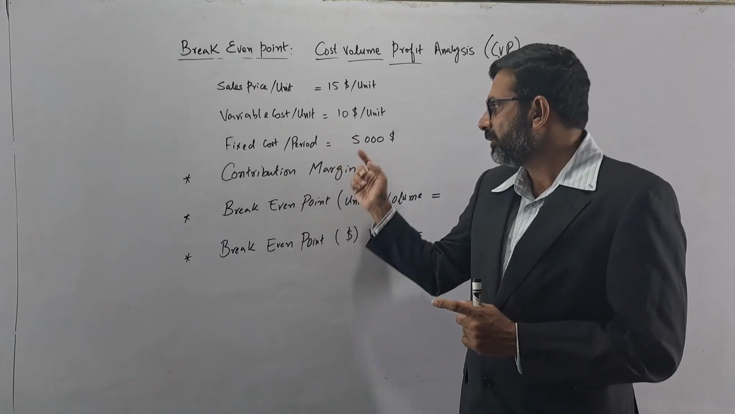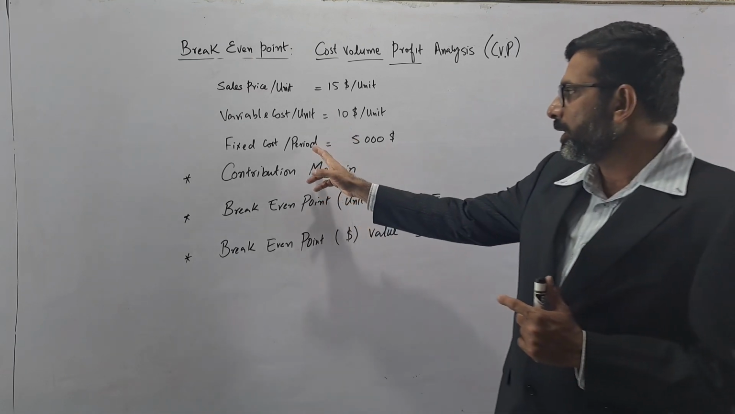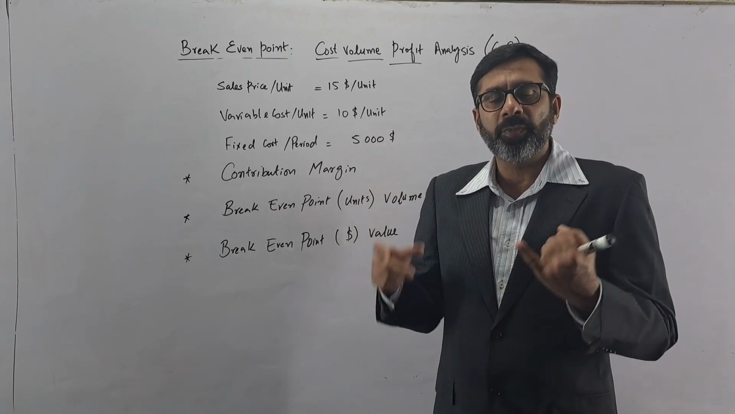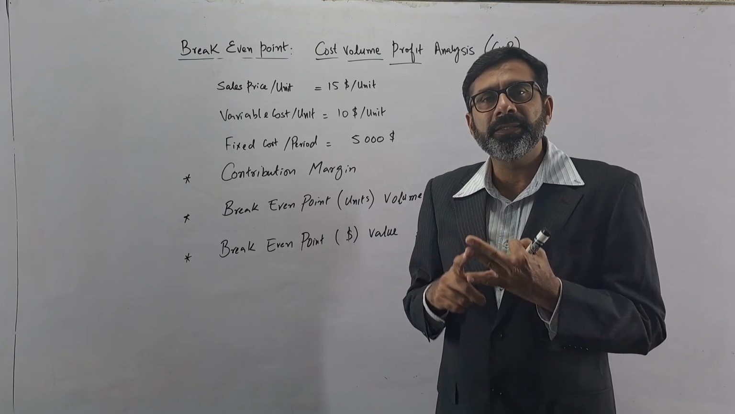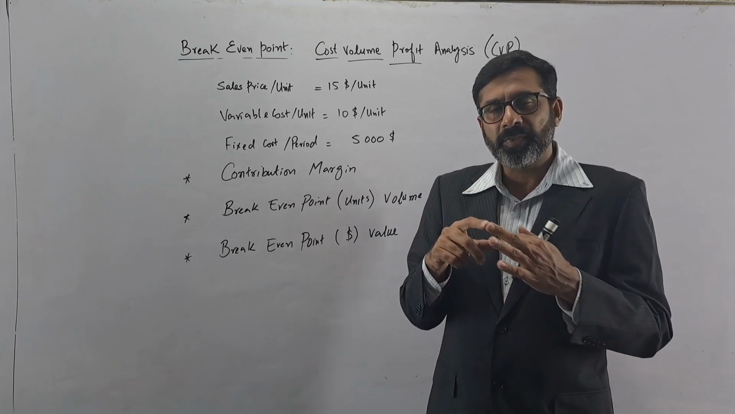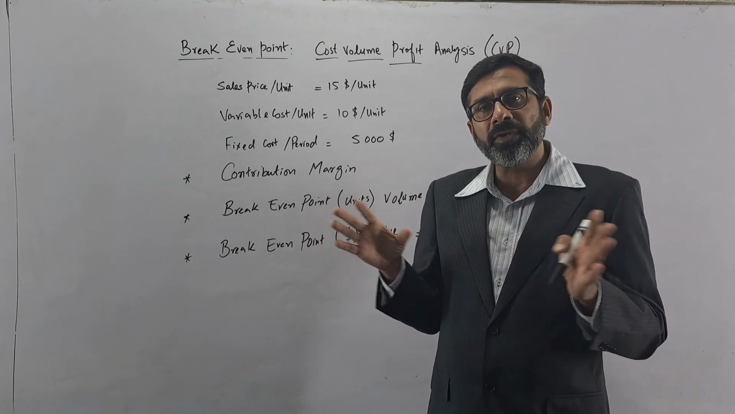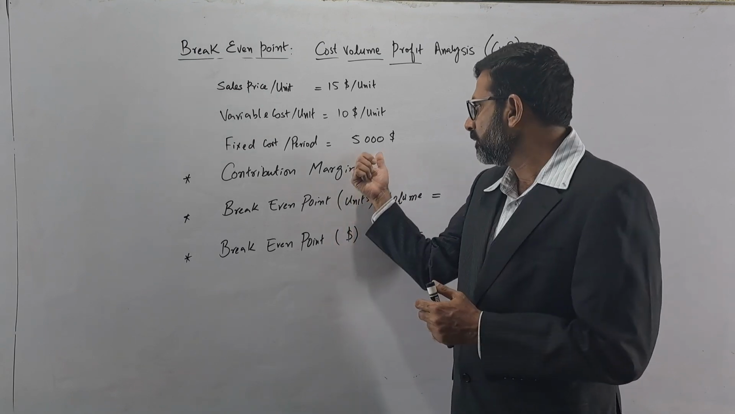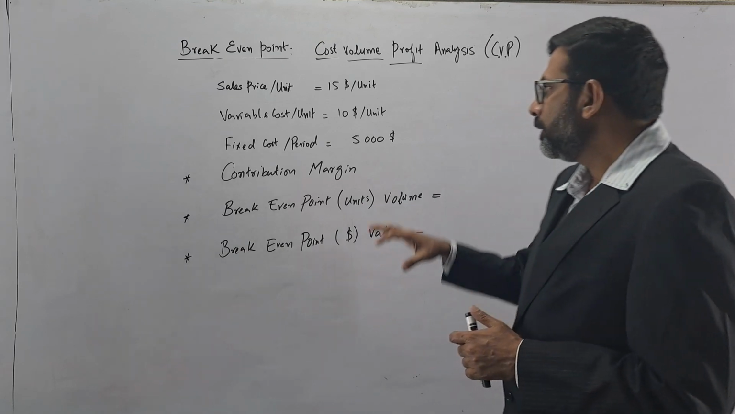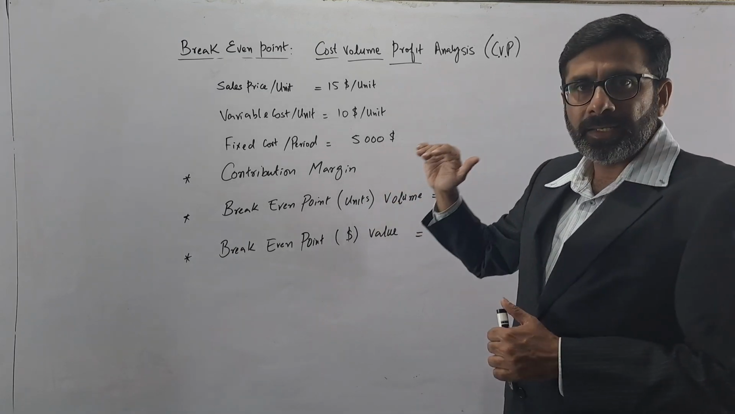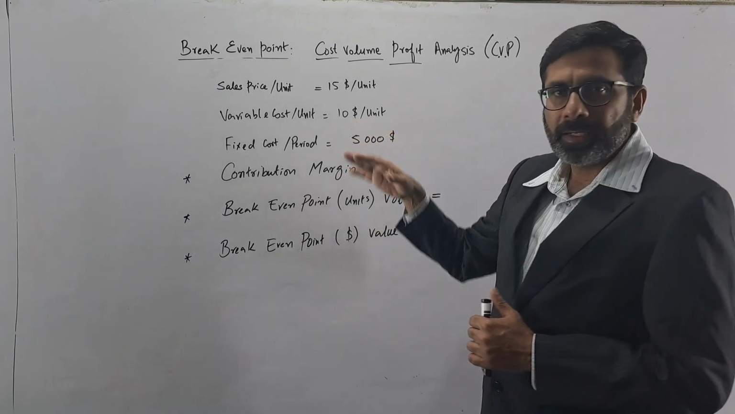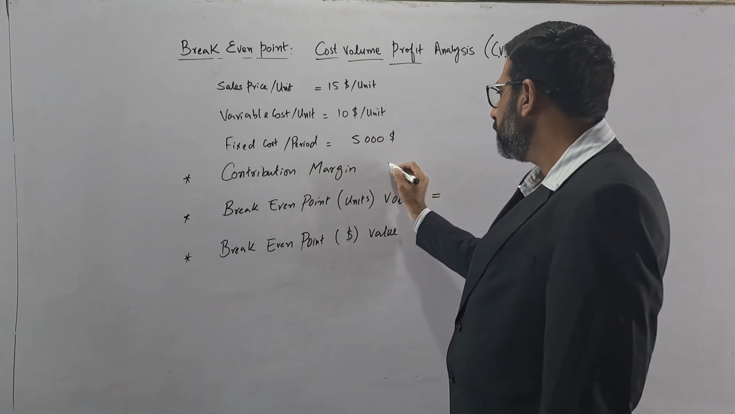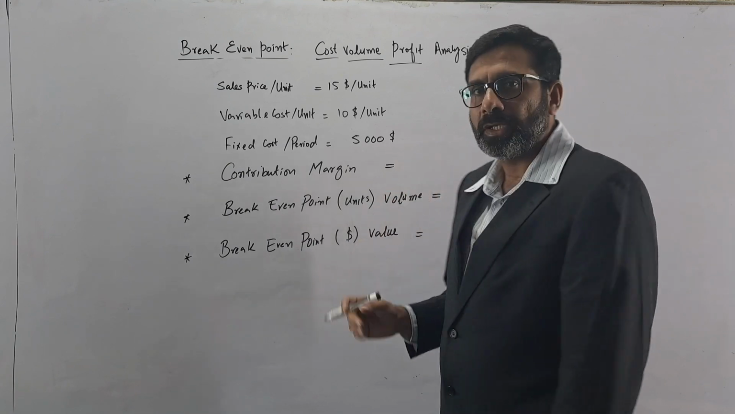Then they have a fixed cost, which is obviously per period. They are paying almost $5,000. It may be for rent, for salaries, or for some fixed expenses like depreciation. Whatever the total fixed cost for that specific period is, it is $5,000. Now, they sell at $15 and the variable cost is $10, so here we need to know their contribution margin.